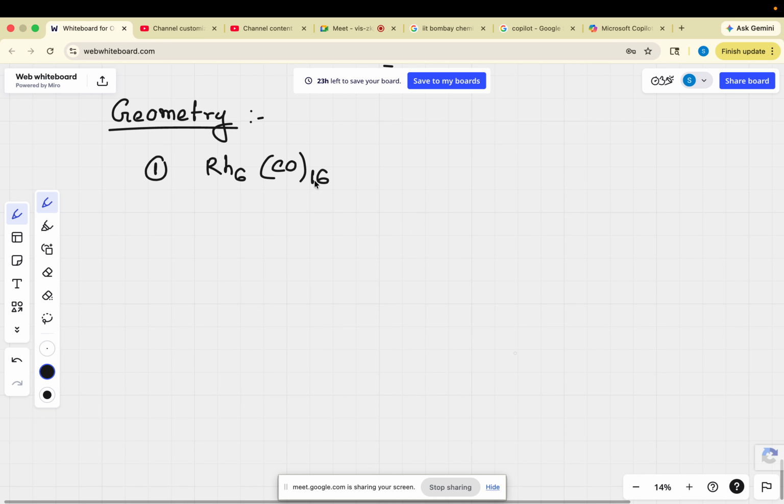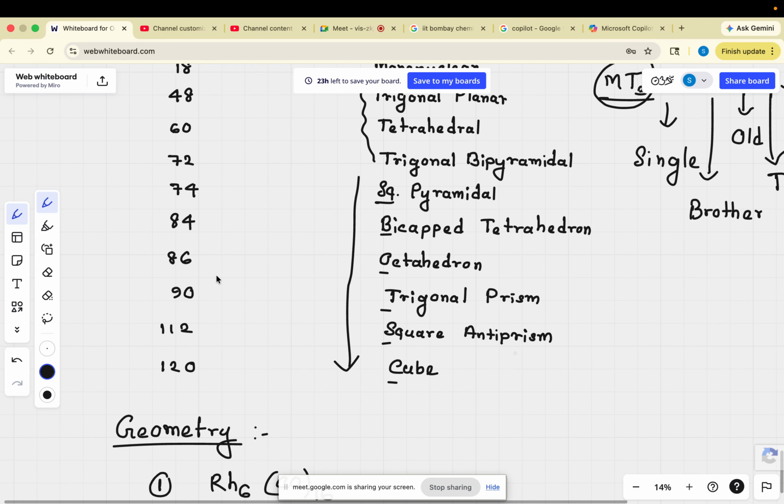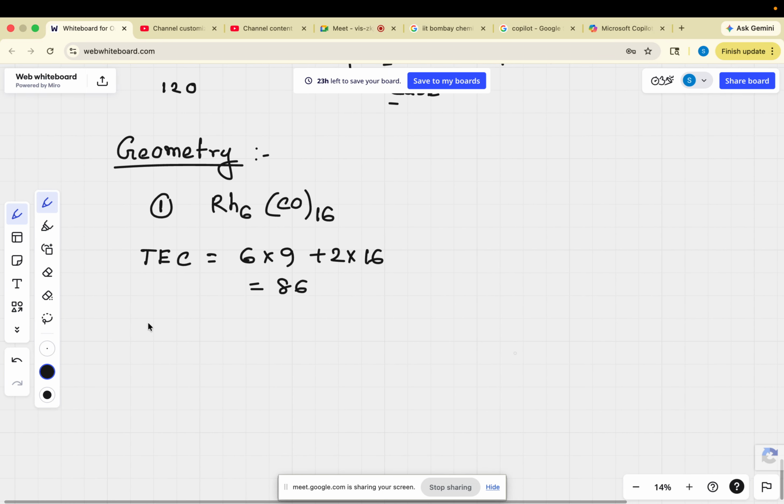86. So 86 means what? Octahedron. Okay, so total electron count will be what? 6 into 9 plus 2 into 16. So you are getting 86. Remember, 86 means octahedron. So it will be your octahedral.